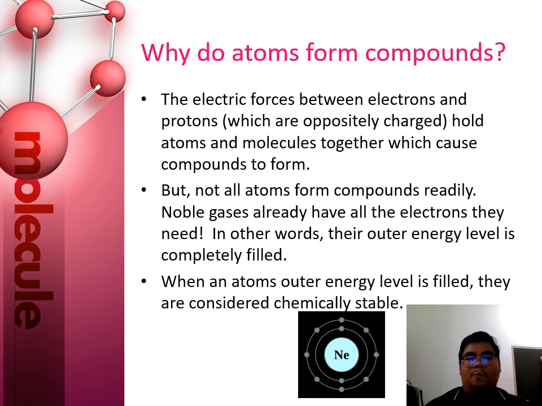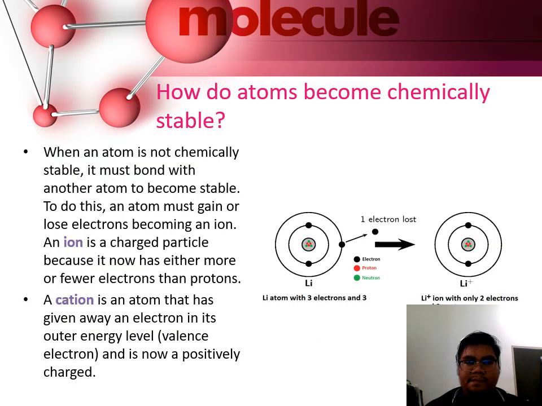So how and why do atoms form compounds? Because of the electric forces between the electrons and protons, which are oppositely charged, atoms and molecules are held together, which causes compounds to form. But not all atoms can form compounds readily. Some elements, such as the noble gases in group 8, already have the electrons they need. Their outer energy level is already filled and no longer requires anything. So they are chemically stable.